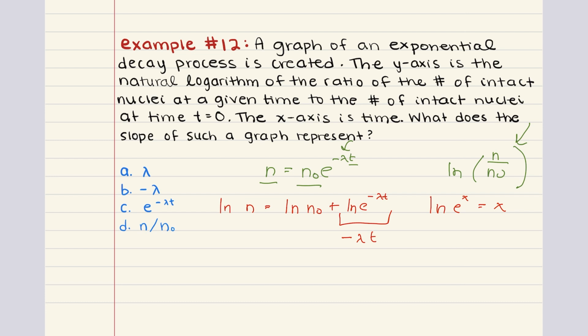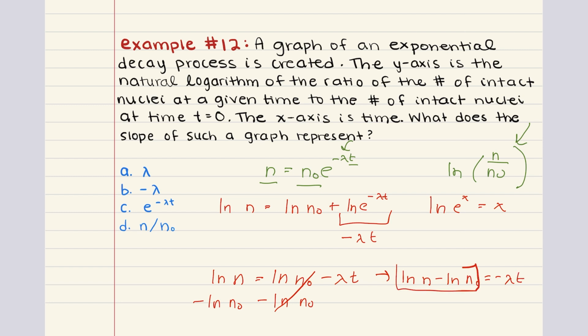So now our equation reads that the natural logarithm of N is equal to the natural logarithm of N naught minus lambda t. The next thing we're going to do is subtract natural log of N naught from both sides. This gets us that the natural log of N minus the natural log of N naught is equal to negative lambda t. This can be rewritten as natural log of N divided by N naught, and that is equal to negative lambda t. Now this is the equation of a straight line in the form of y equals mx plus b.